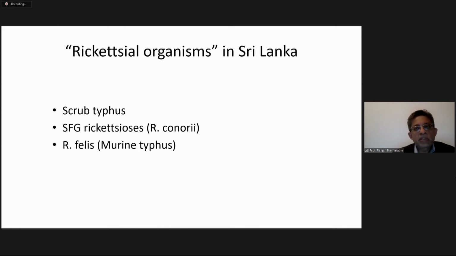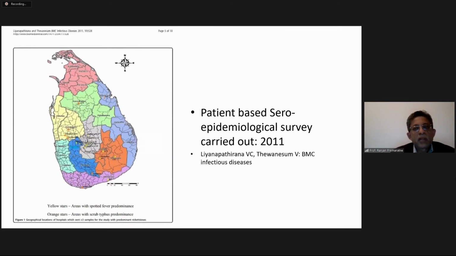The organisms that we have commonly encountered are scrub typhus, or Rickettsia tsutsugamushi. Then out of the spotted fever rickettsioses, the most common one is Rickettsia conorii. Then the murine typhus also had been described in Sri Lanka. This is a study done by the Peradeniya group, Professor Devanesan and others, published in 2011. This is a patient-based sero-epidemiological surveillance.